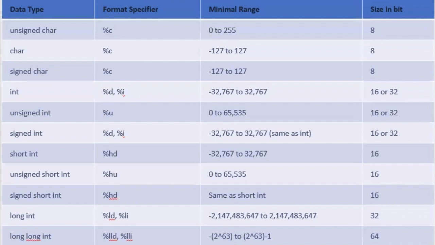Similarly, we are instructing by %c. So in our input instruction, we are defining a specifier %c to instruct the system to allocate memory of 0 to 255 range, of 8 bits. Similarly, we have integer. You can see %d, %i, and this is of 16 to 32 bits. So these specifiers are useful to instruct the system how much memory it needs to allocate.